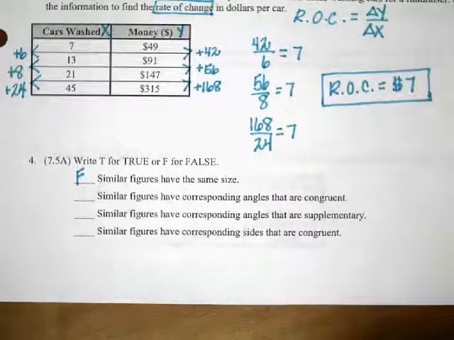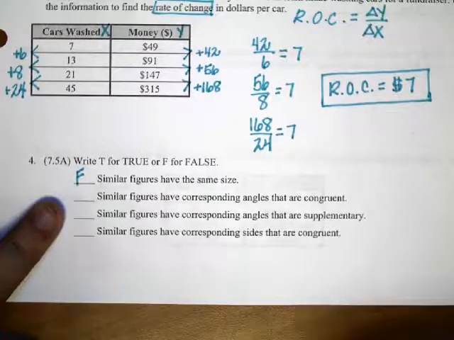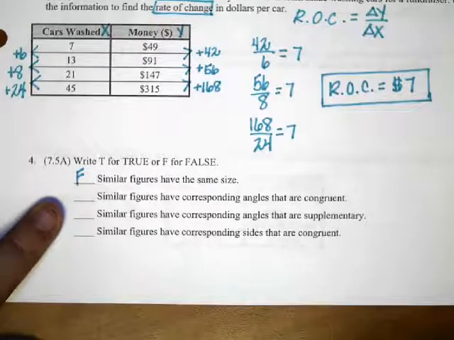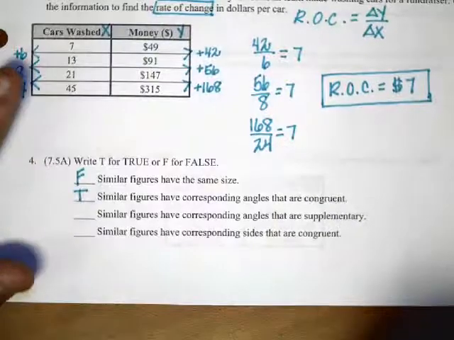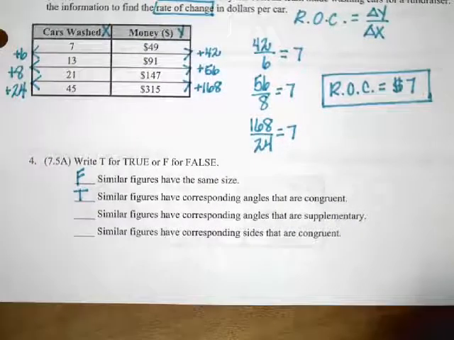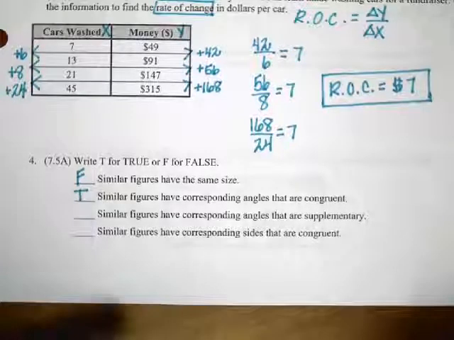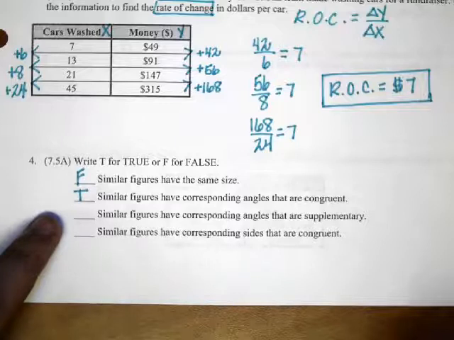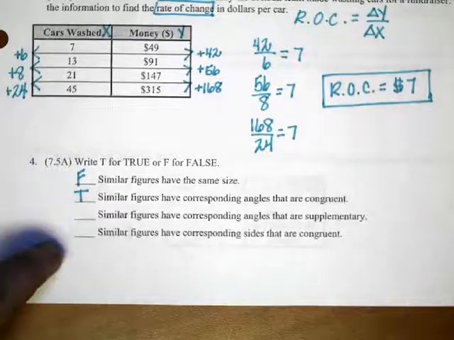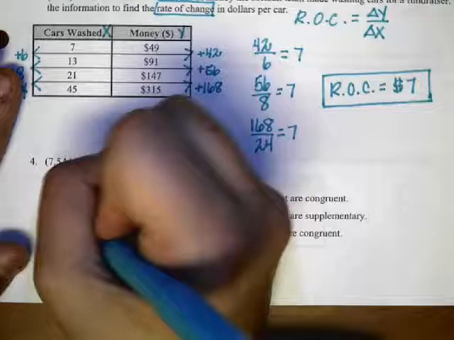Similar figures have corresponding angles that are congruent. This is true. The angles on both figures have to be the same. If you have a rectangle and another rectangle, all four angles have to be the same. Similar figures have corresponding angles that are supplementary. We did not talk about this at all. Therefore, it's false.